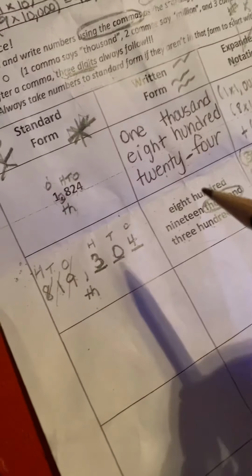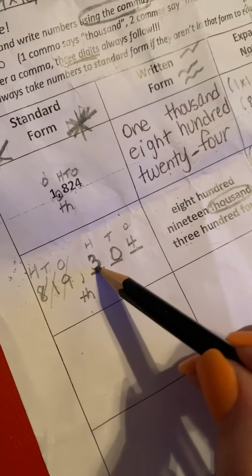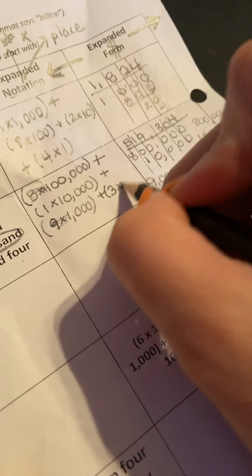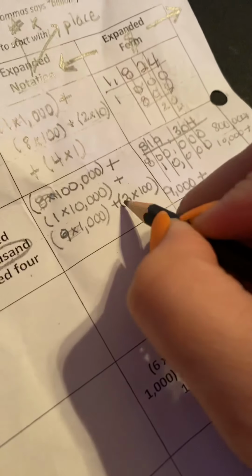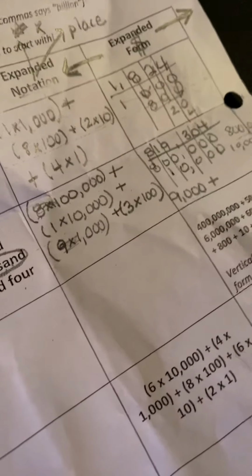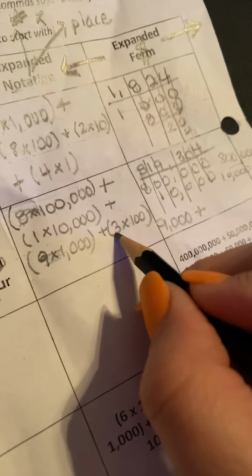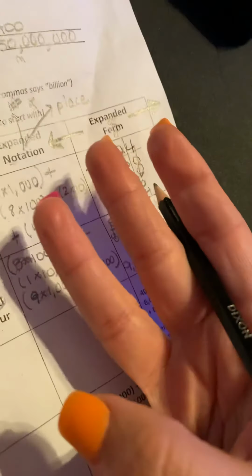Landon, what's the next number? 3. What place is it in, Cadence? Hundreds. All right, everyone, look up here. So I have 3 in the 100s. I'm writing what I'm saying. And I'd give them dojos if they answered right. And then I'd say, Aaron, what's the value of 3 100s?